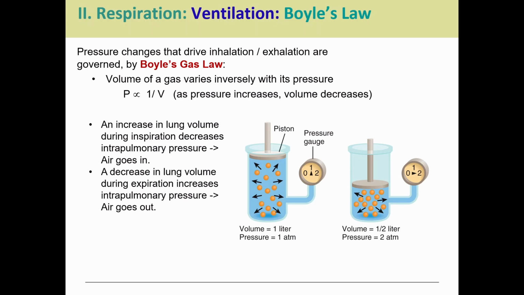And so we're going to take advantage of this with the body as well, because if we increase the volume in the lungs, in the thoracic cavity, when we inspire or breathe in, this is going to decrease the pressure of the air inside of the lungs. And because we've decreased the pressure inside, the pressure inside the lungs is lower than the outside atmospheric pressure, and so air will be pulled in. It'll rush in. If we decrease the lung volume, like when we're expiring or breathing out, that's going to cause an increase in that intrapulmonary pressure. So the pressure inside the lungs goes up, and that's going to force air out.